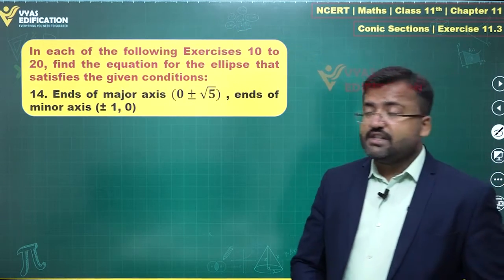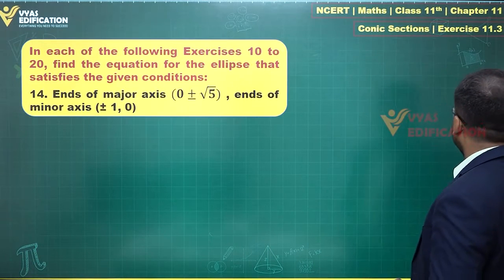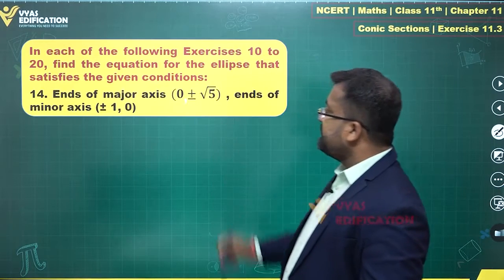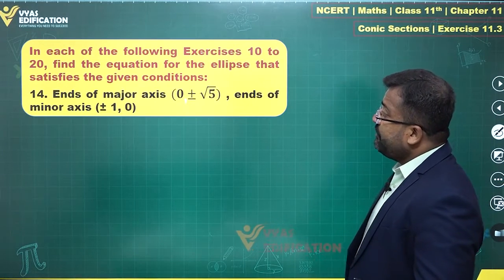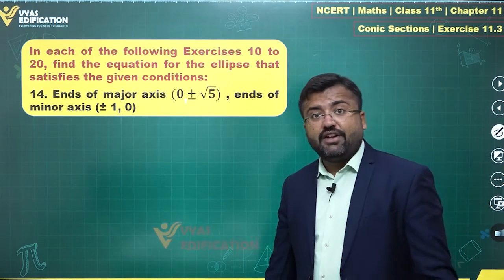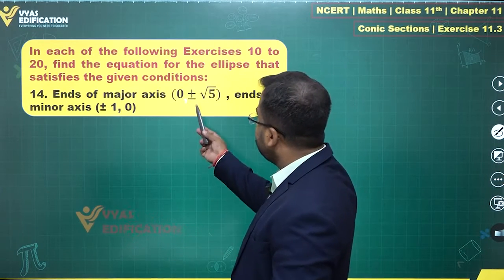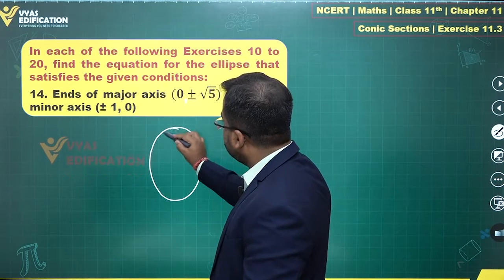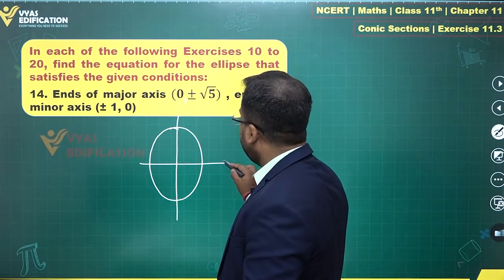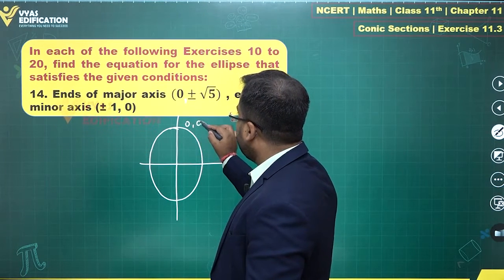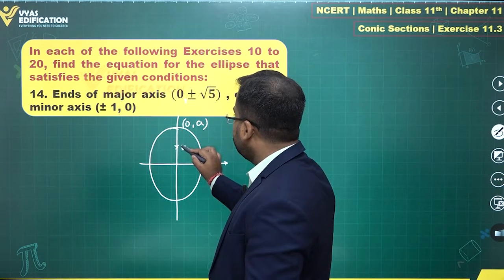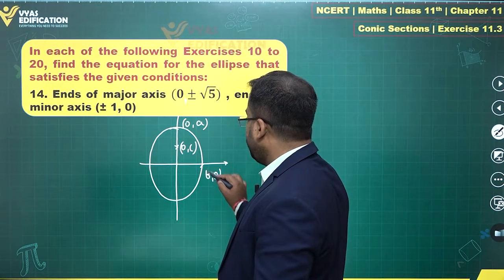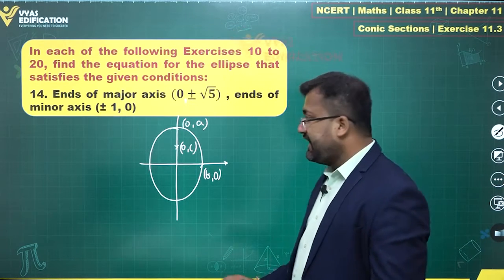The 14th question says the ends of the major axis are 0 comma plus minus root 5, and the ends of the minor axis are given. Once again we are given ends of major axis and minor axis, but this time the major axis endpoints lie on the y-axis, so this will be a vertical ellipse. 0 comma a will be this, 0 comma c will be the focus, and b comma 0 will be one endpoint of the minor axis.